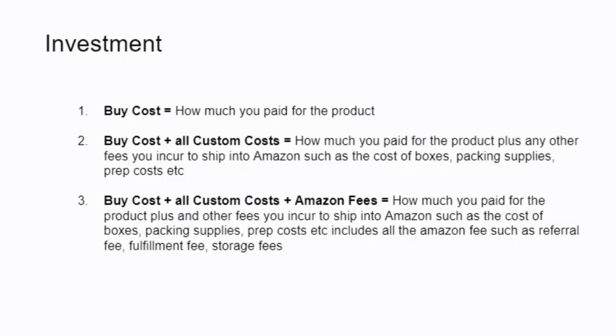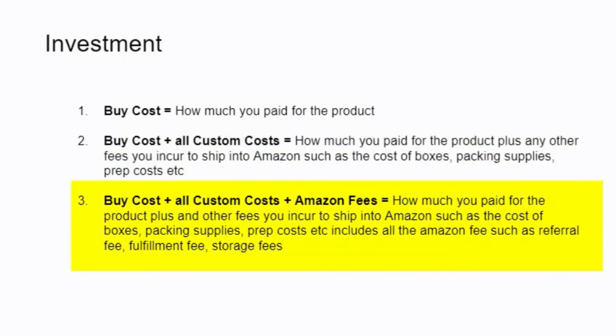Okay, so let's break down what is the investment. As shown in the previous screen, it can be three different things. The first thing is your buy cost, how much you paid for the product. The second option is your buy cost plus all custom costs, which is how much you paid for the product plus any other fees you incur to ship to Amazon, such as cost of boxes, packing supplies, prep costs, etc.